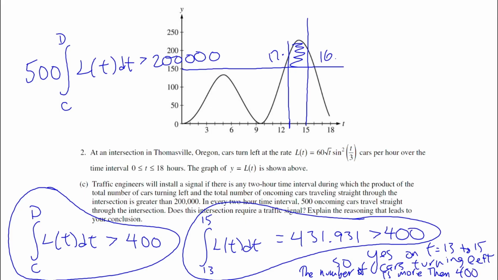1 point here for just figuring out that we needed to have more than 400 cars. 1 point for some valid interval. It didn't have to be 13 to 15. Just anything that worked, anything that was more than 400 would be acceptable. 1 point for actually showing that there was a value that was more than 400, and 1 for the answer with the explanation. And that's the end of this rate FRQ, which was question number 2 from the 2006 AP Calculus AB exam.